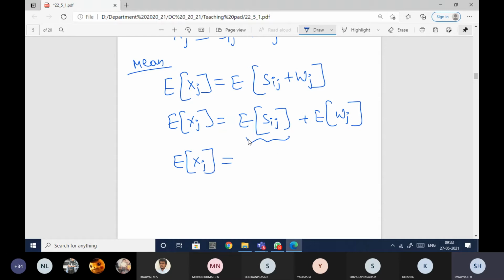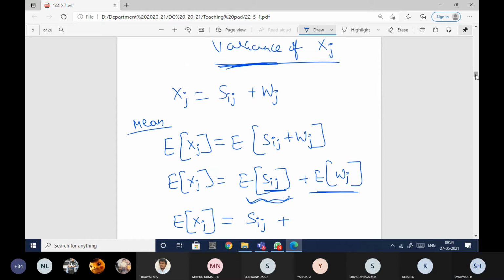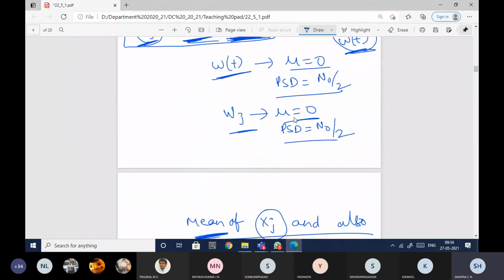What is the mean value of this 2? Some value I have taken. 2 only, right? In the same way, since this is a deterministic signal, the mean value of Sij will be Sij only, plus what is the mean of Wj?